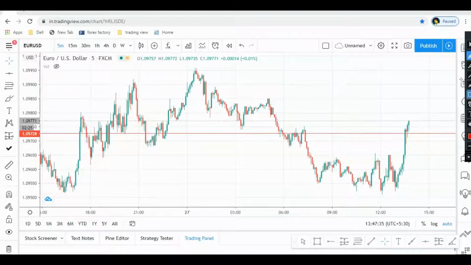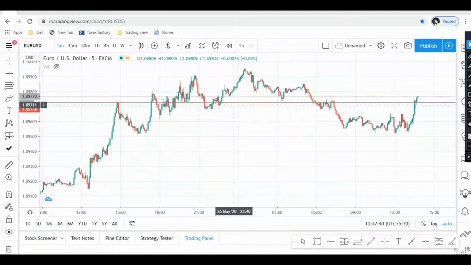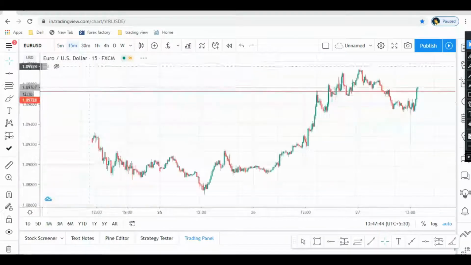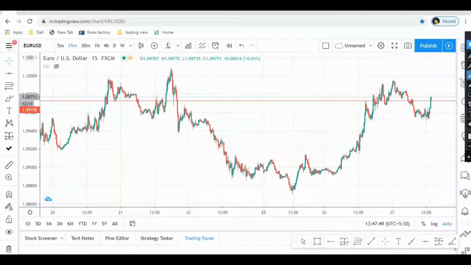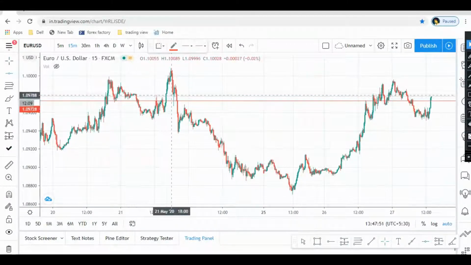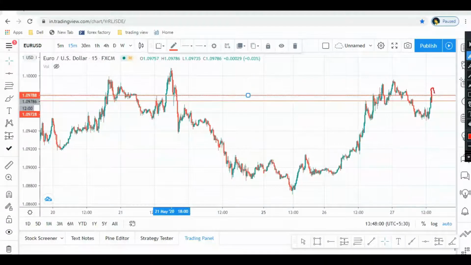Let me show you. If the price breaks out of this resistance, this area, and creates any bearish candle like this in this particular area, then I will simply close my trade in loss. So till the time my trade is running, I will find another trade.